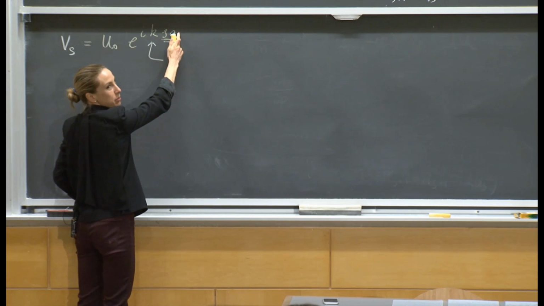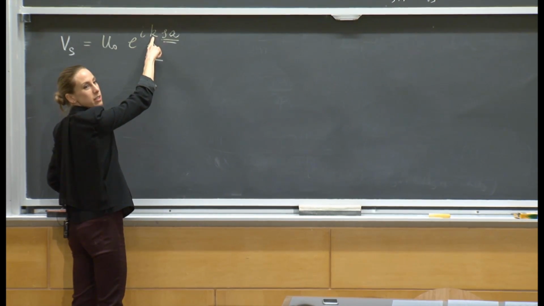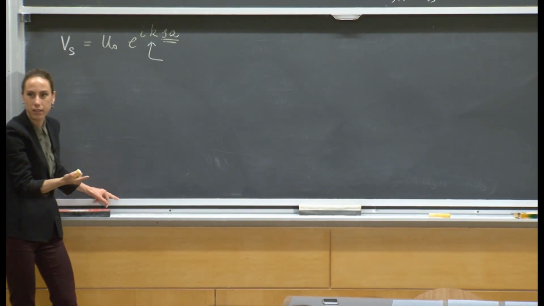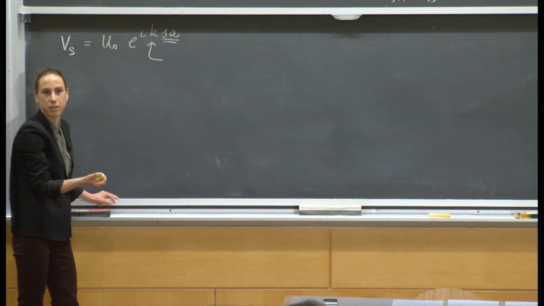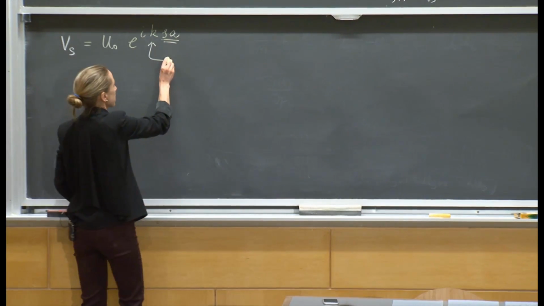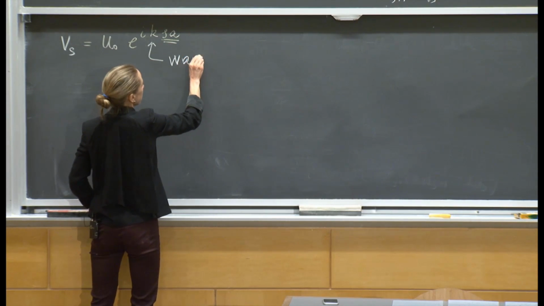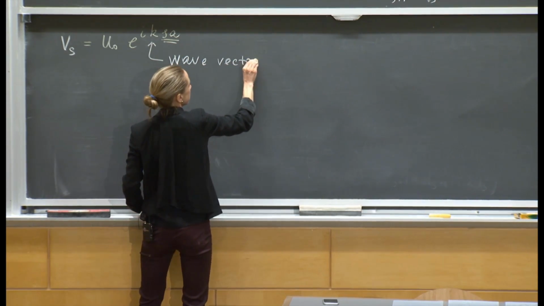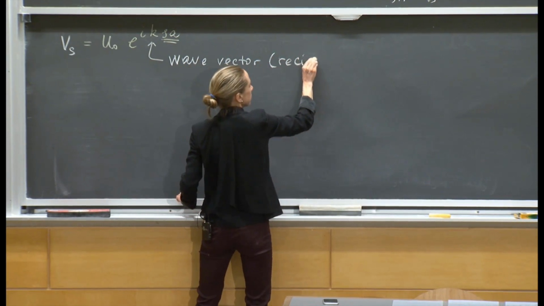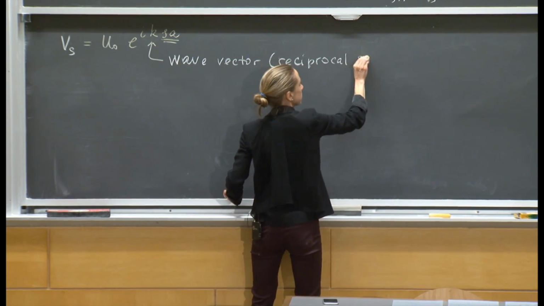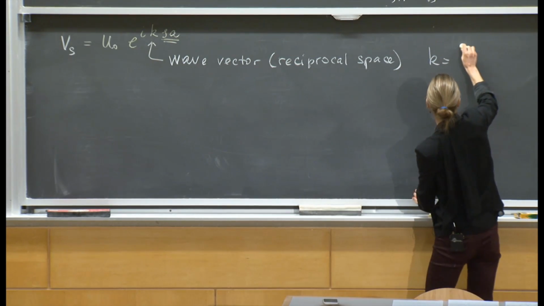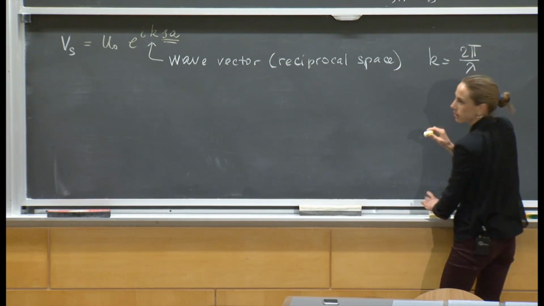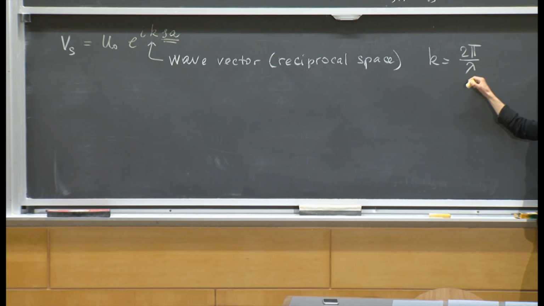So if this is in nanometers, what units is this? Inverse nanometers. So we have inverse length. And what's measured in inverse length? Wave vector, reciprocal space, wave vector space. And wave vector can be written as inversely proportional to wavelength.